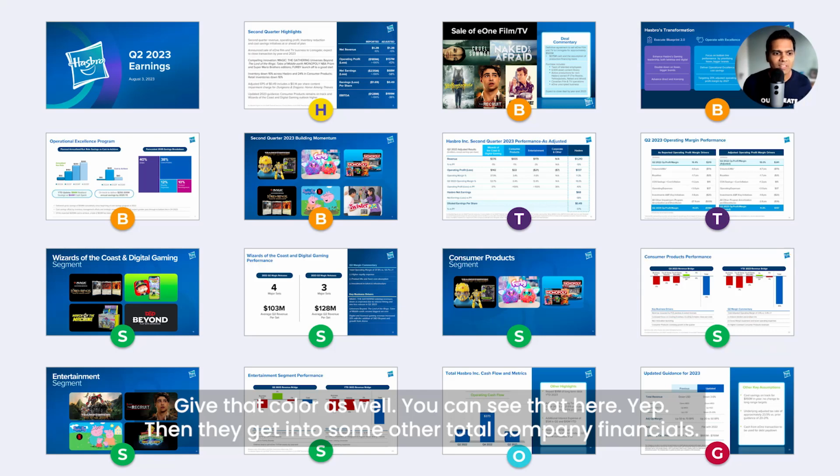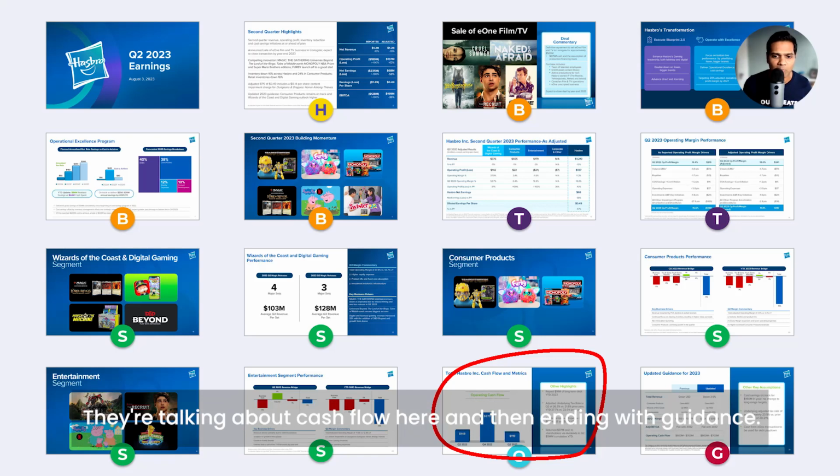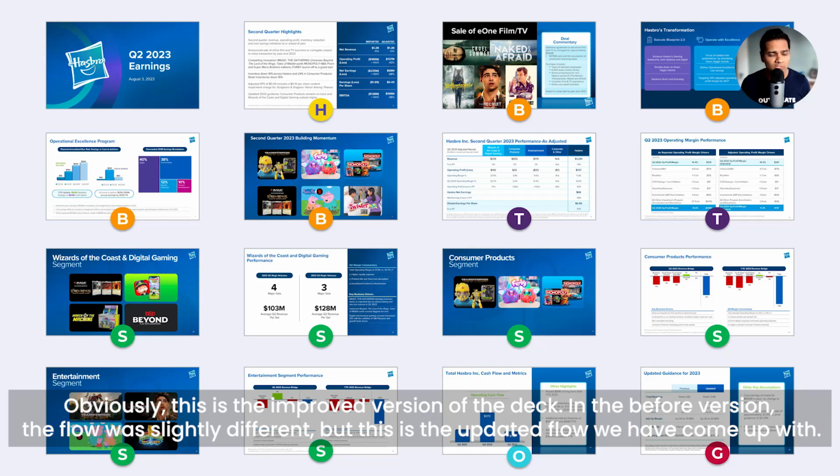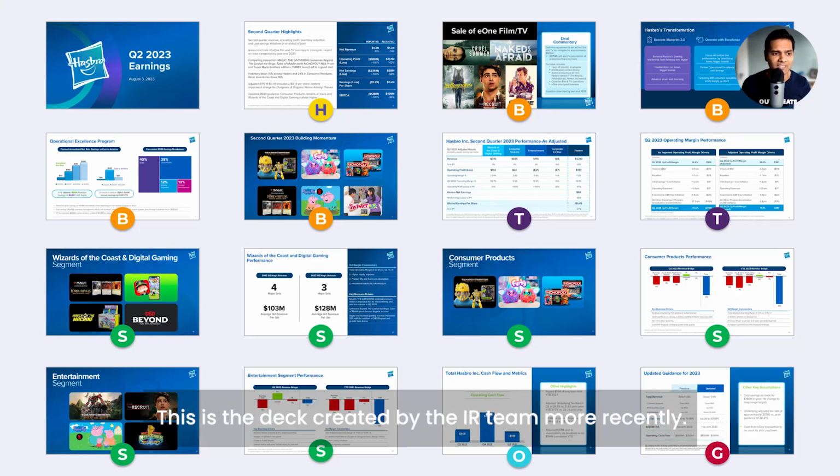Yep. Then they get into some other total company financials. They're talking about cash flow here and then ending with guidance. Obviously, this is the improved version of the deck. In the before version, the flow was slightly different, but this is the updated flow we have come up with. This is the deck created by the IR team more recently.